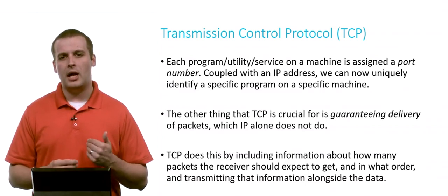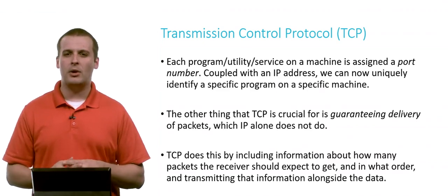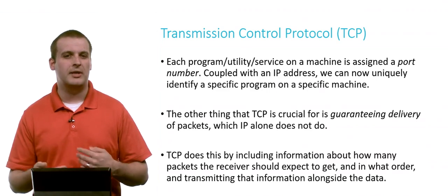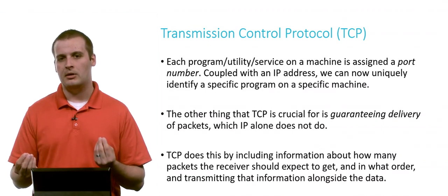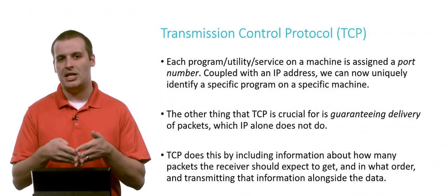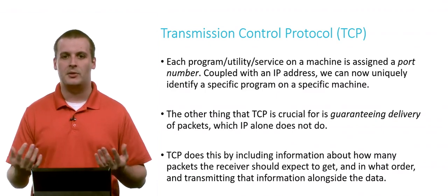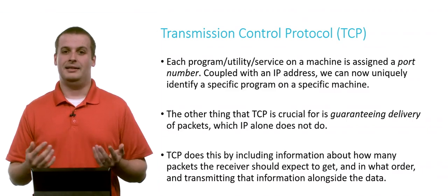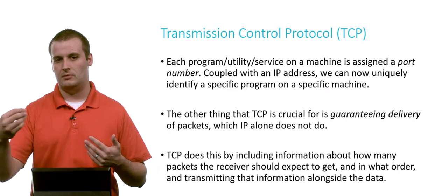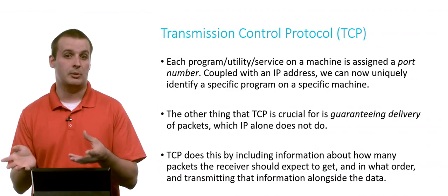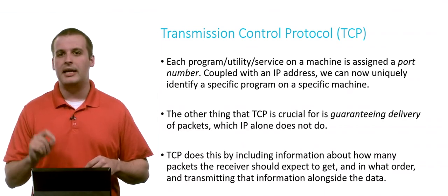So if we now couple a machine's IP address with a so-called port number, and a port number is how a specific service, a utility, or a program is identified on a machine, we can uniquely identify a particular service running on a particular machine. So that's why TCP and IP are so frequently interrelated, because that port number on its own doesn't really mean anything. You need a port number and the machine that you're talking about, what machine is supposed to be using this particular port, for example. The other thing that TCP does, as I said, is it guarantees delivery.